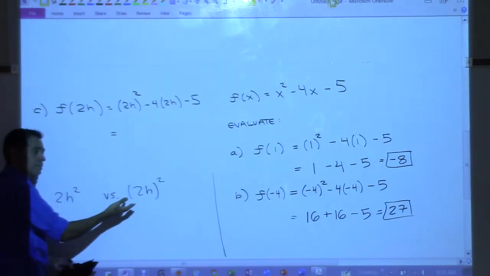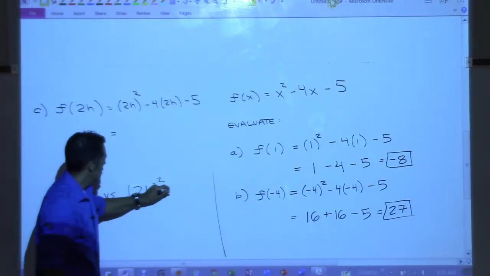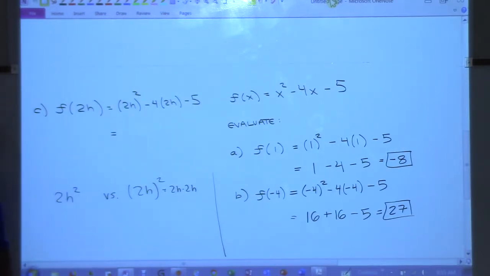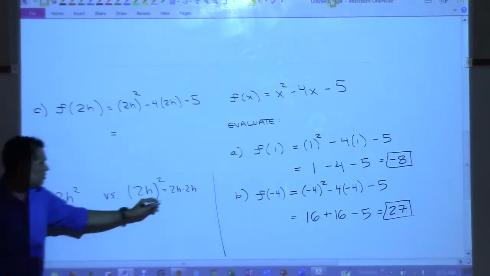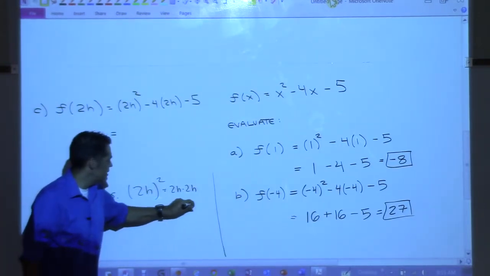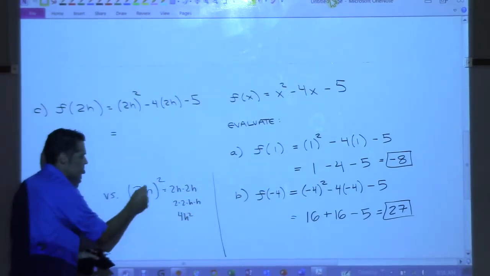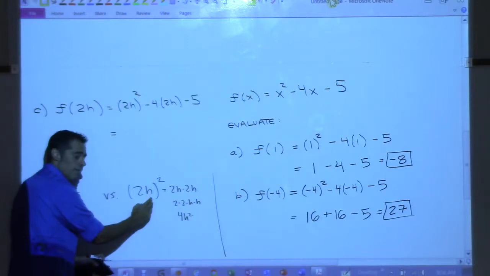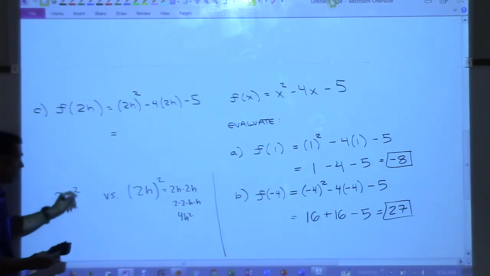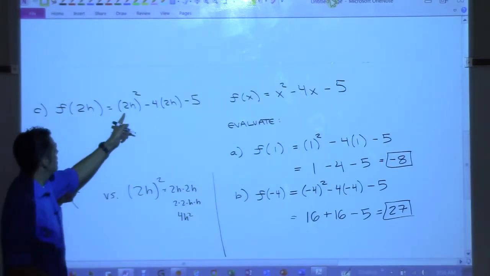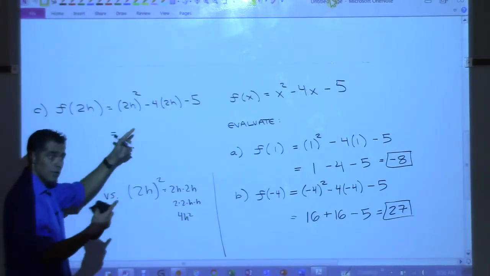And what does that become? Think about that. 2h times 2h. So you multiply the 2's together, 2 times 2 is 4, right? And then h times h is h squared. So this right here becomes 4h squared. In other words, you just square the 2 and square the h. You square them both. Here, you're only squaring the h, so this is wrong. Do you see why it's important? Okay, so Sylvia, this now becomes your 4h squared.